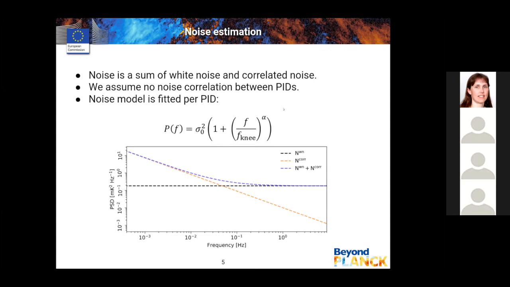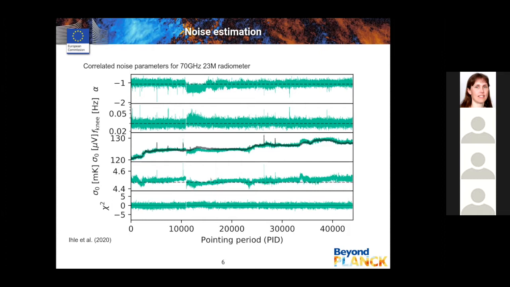Once we have sampled parameters, we can also sample a typical sample of the correlated noise and include that in the further Gibbs loop. When we do that, we get plots that can look like this as a function of PID. You have the various parameters here: alpha, f_knee, two versions of sigma 0, and for many of the detectors we get chi-squareds that are very well behaved.